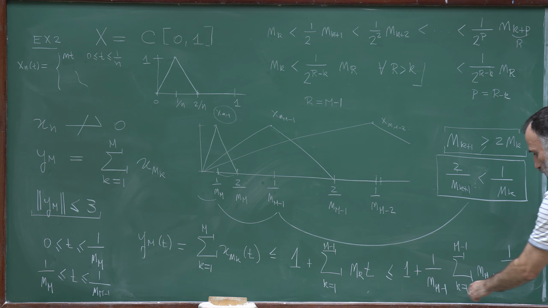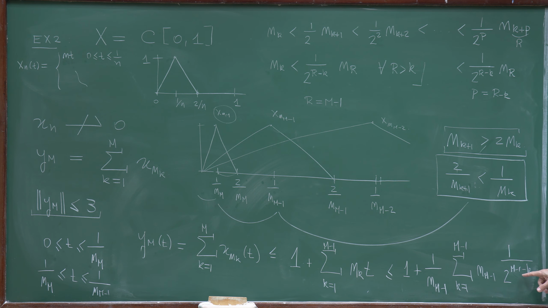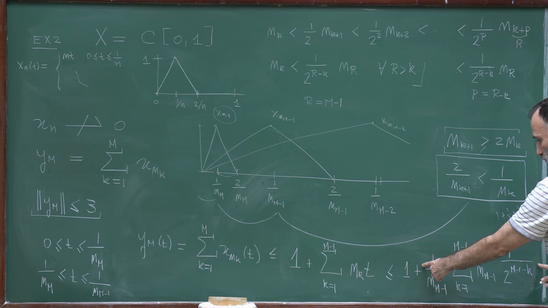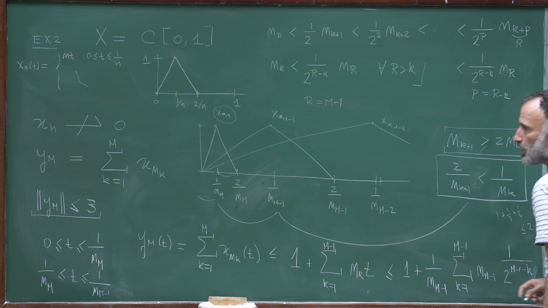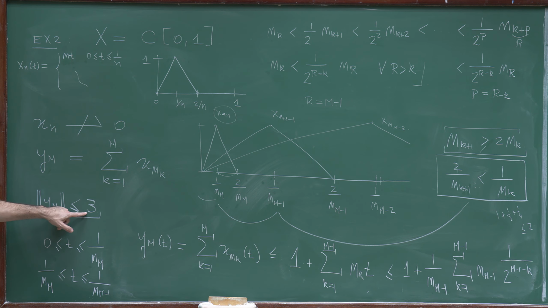So n_{m-1} will cancel with n_{m-1}. I have a sum for k from 1 up to m minus 1. So here I have m minus 1 minus k. When k is equal to m minus 1, I get 0. For m minus 2, I get 1. So this is again a sum which is bounded by 1 plus 1 over 2 plus 1 over 4, and this is bounded by 2. So this expression here is bounded by 2. I have 1, which means that y_m in this interval is bounded by 3, as I claimed.